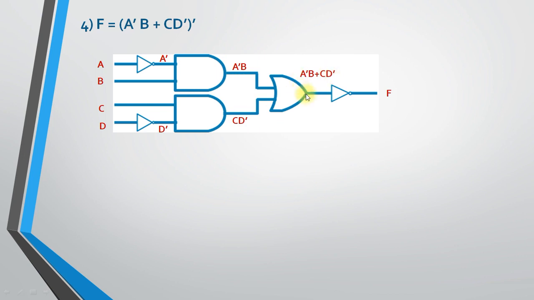Now after getting this, we have one NOT gate over here. That means whole dash is there. And finally the output variable F is generated. That means you will get A dash B plus CD dash, into bracket, whole dash.